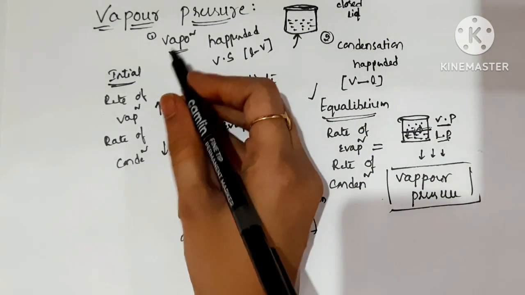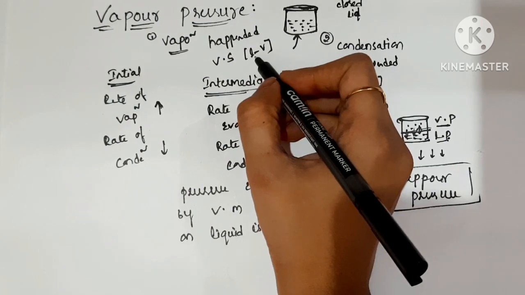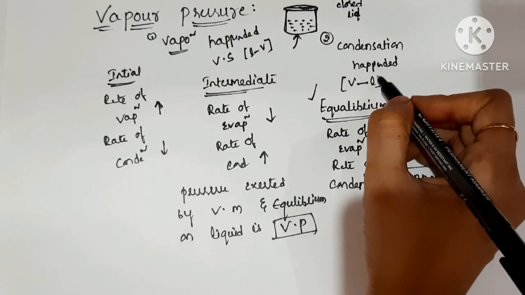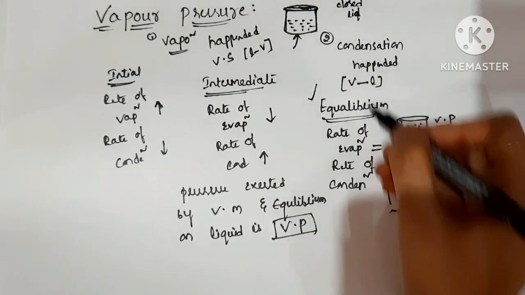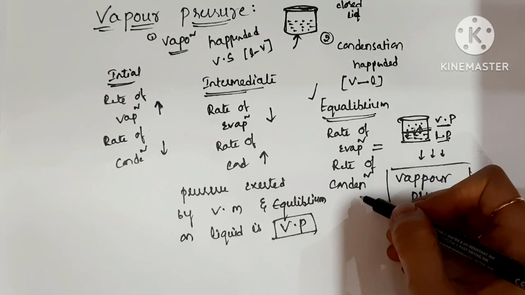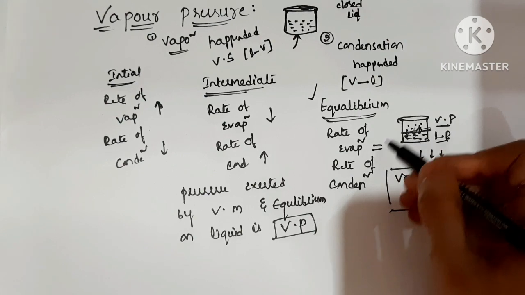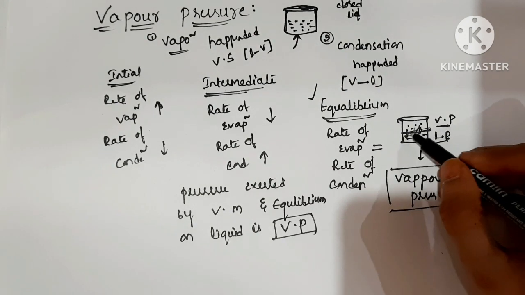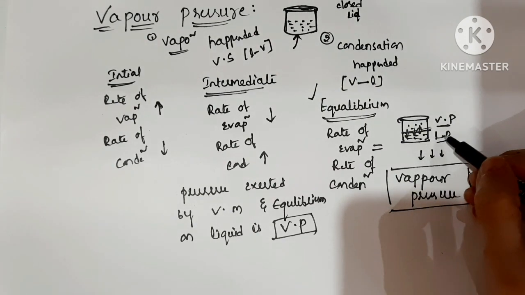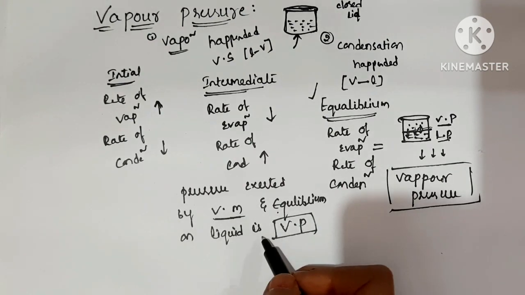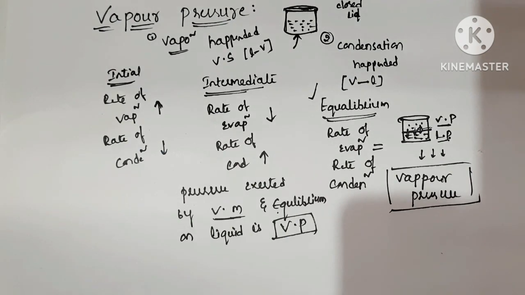So at the starting state evaporation happens, that means the liquid slowly converts into vapor, but slowly condensation also happens here, that means vapor to liquid. But at equilibrium the rate of evaporation is equal to the rate of condensation. At this stage the vapor phase is placed at the surface of the liquid phase. So the pressure exerted by vapor molecules at equilibrium on liquid is vapor pressure. This is vapor pressure, right?